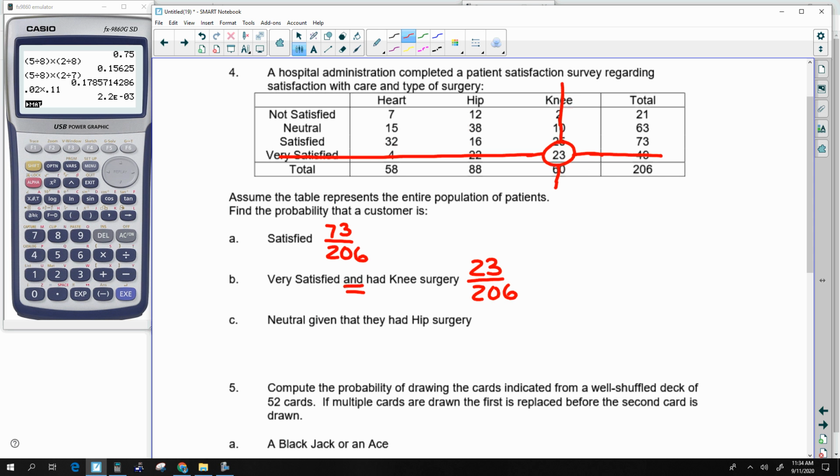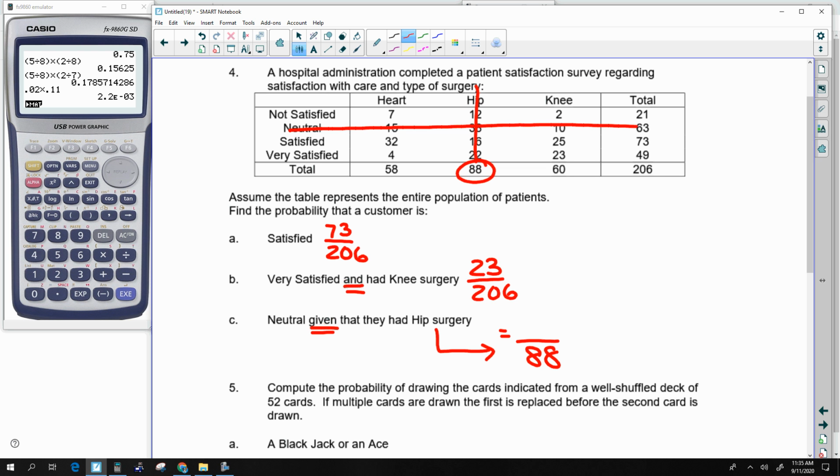Last but not least is the word "given." So the second piece is going to become the total. So hip surgery becomes the total. So hip surgery is 88. And the intersection is the numerator. So that's the intersection with normal, and that is what, 38 out of that 88.